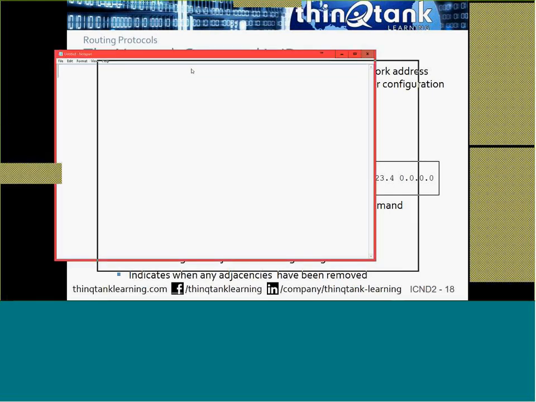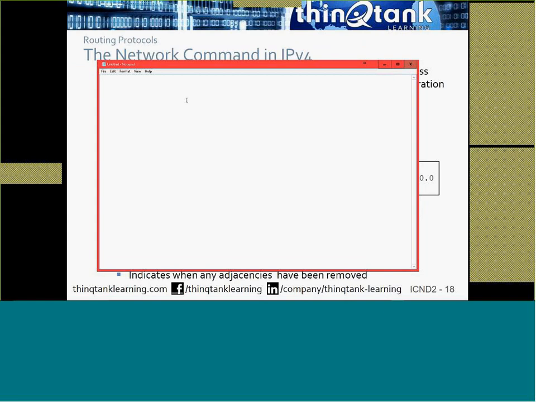All right. So in RIP, we did network, say, 10.0.0.0, right? And in RIP, what would that do? That would say any interface that starts with a 10 address would be running RIP. And I could say network 172.16.0.0, and it would mean the same thing.